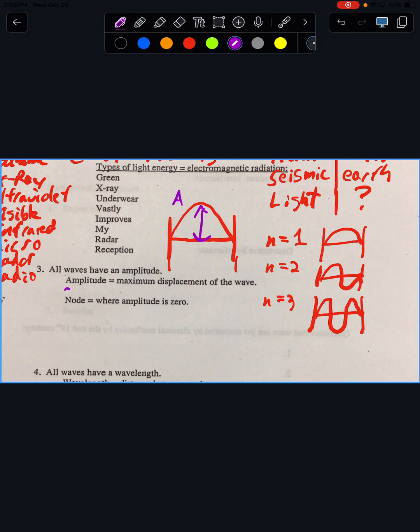A node is where the amplitude is 0. Those are n's. N is the number of waves. Wherever my amplitude is 0, that is called a node. Okay?